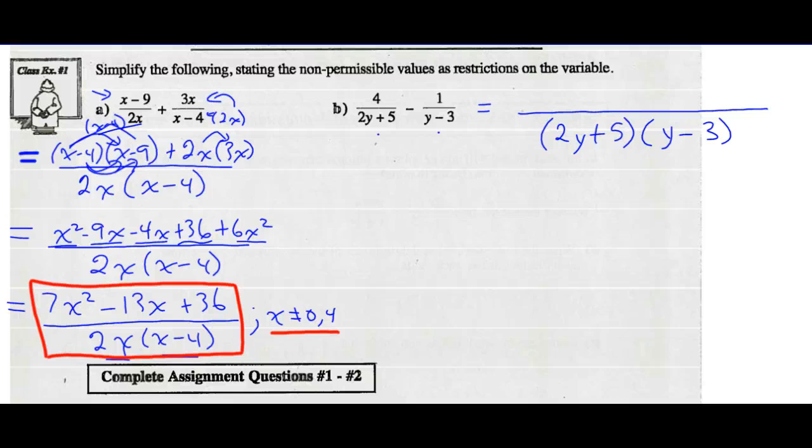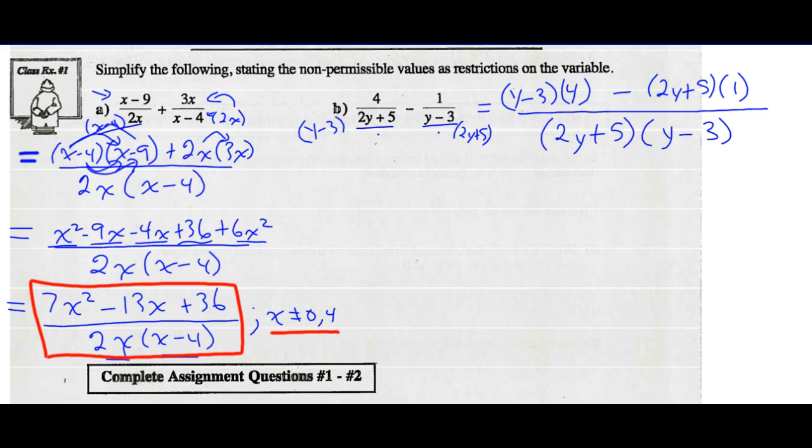Second step is to write these original rational expressions in equivalent form with that same common denominator. So this denominator of 2y plus 5 must get multiplied by y minus 3 to make it into the common denominator. Whatever I do to my denominator, I must do to my numerator. So y minus 3 should be multiplied by the numerator of 4. My second rational expression has a denominator of y minus 3. To make that look like my common denominator, I must multiply that by 2y plus 5. So I should multiply my numerator by 2y plus 5, and that numerator was 1.